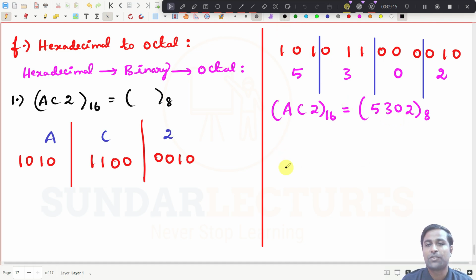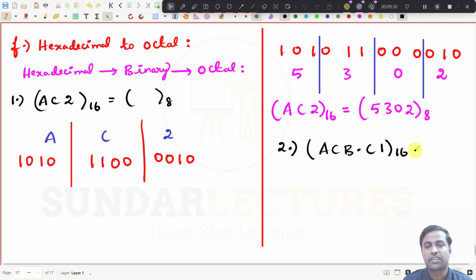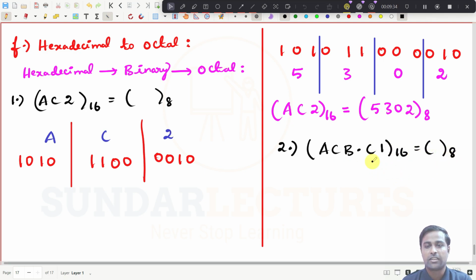And I will give you one question. You do it by yourself. I will explain this one in the next class. If you have A, C, B point C1 at the base of 16, it should be converted into an equivalent octal. This is homework for you. You just do this one. We will see in the next class.